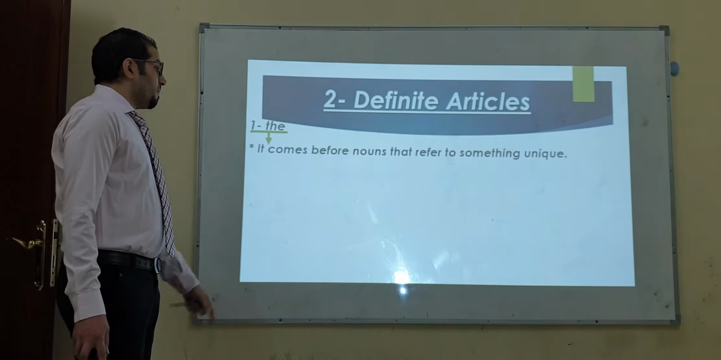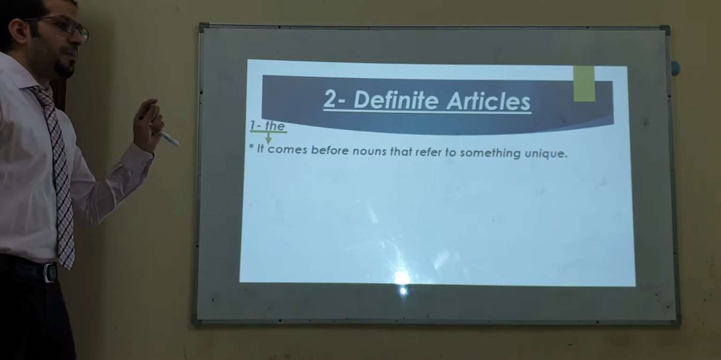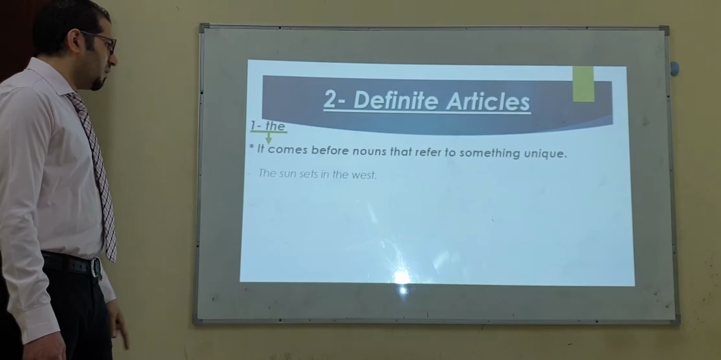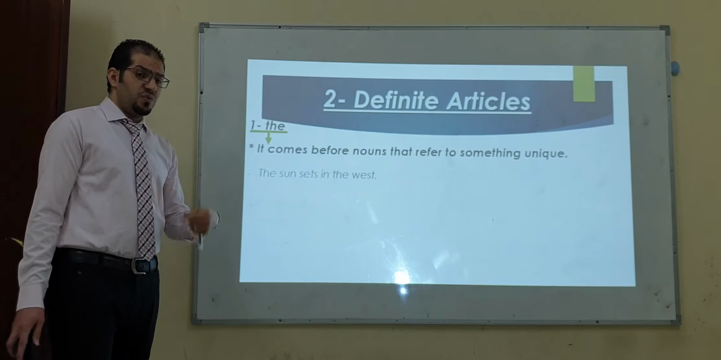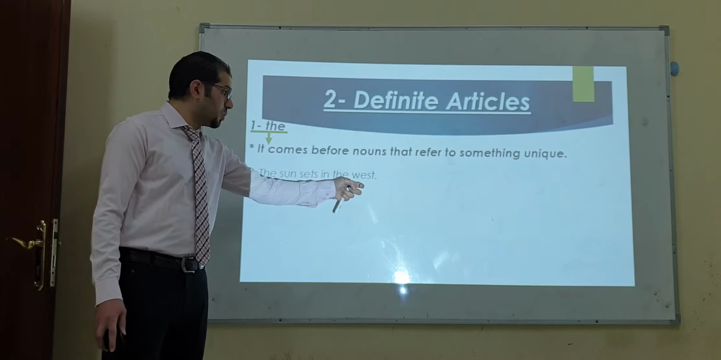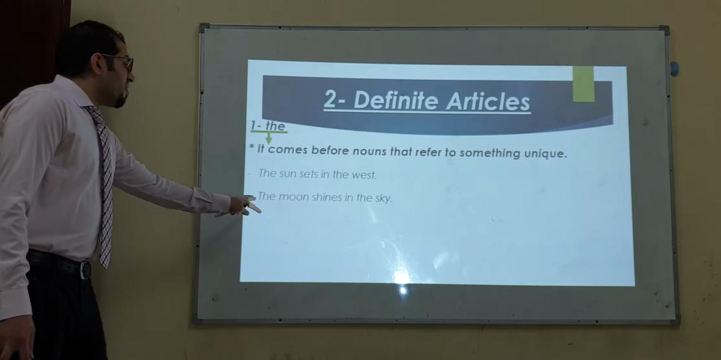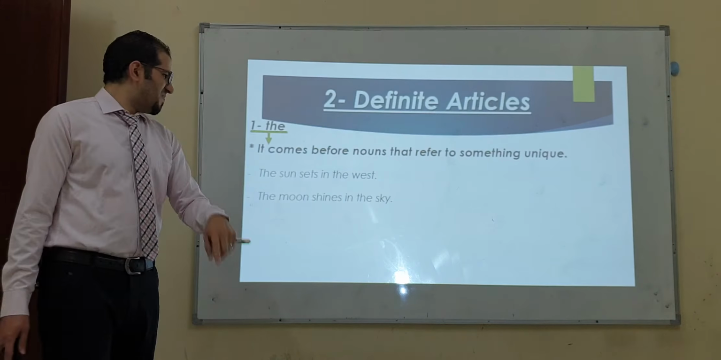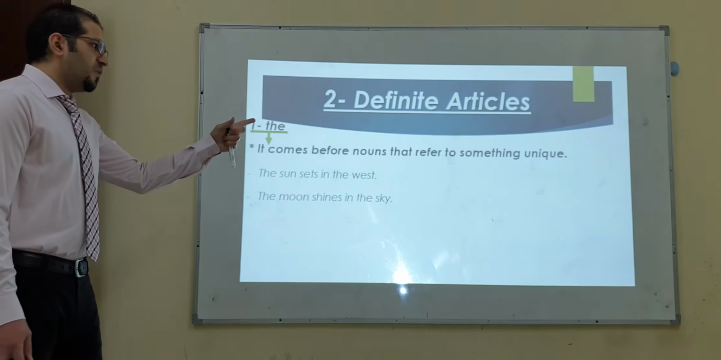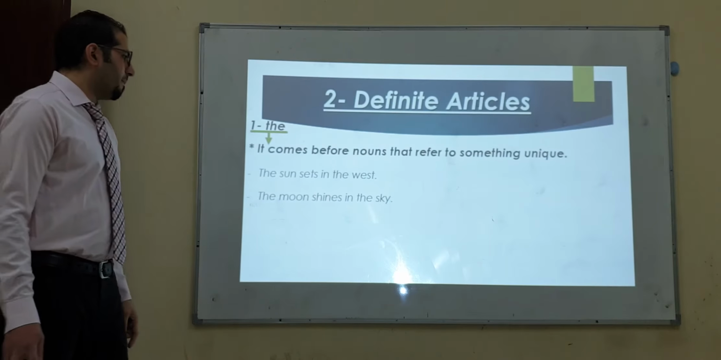Number three, the comes before a noun that refers to something unique. We have just one of them. Like the sun. We have only one sun on our planet. The sun sets in the west also. We have only one direction called west. The moon, one moon, shines in the sky. So, for something that is unique, just one, use the before it.